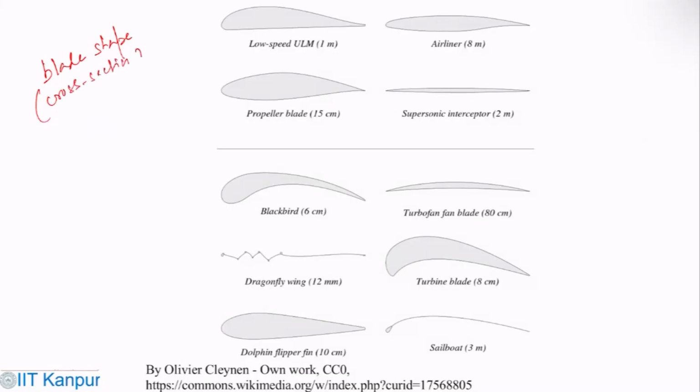They are made of aerofoil. There are different kinds of aerofoil you can see. This is a low speed propeller blade, and a supersonic one for a helicopter. We'll see in detail the different kinds of airfoil shapes.